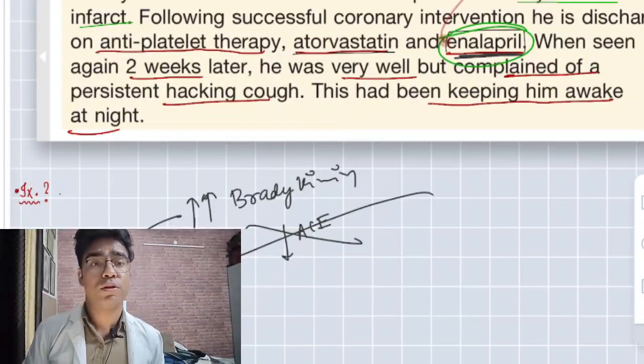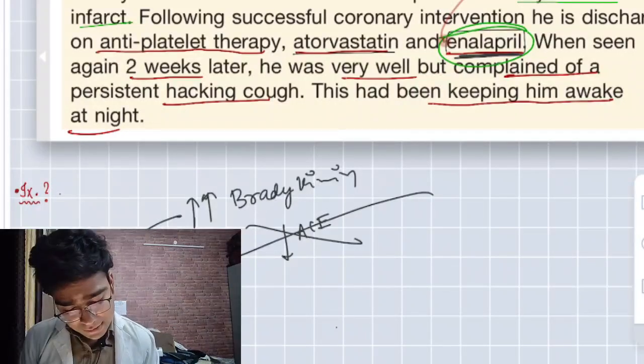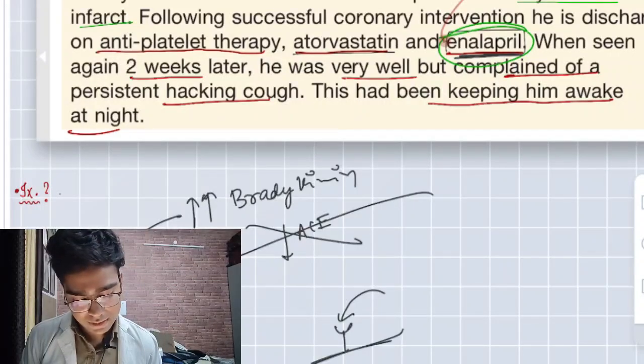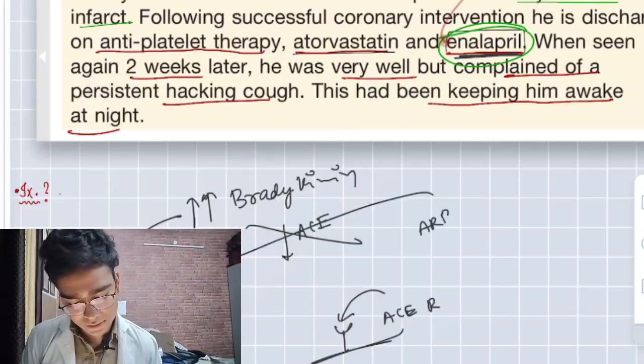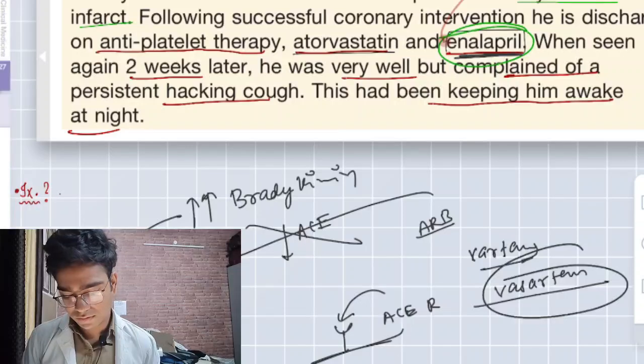So what can be the solution for that? What we can do is we can start an angiotensin receptor blocker, an ARB, like valsartan. It's a simple solution for that.